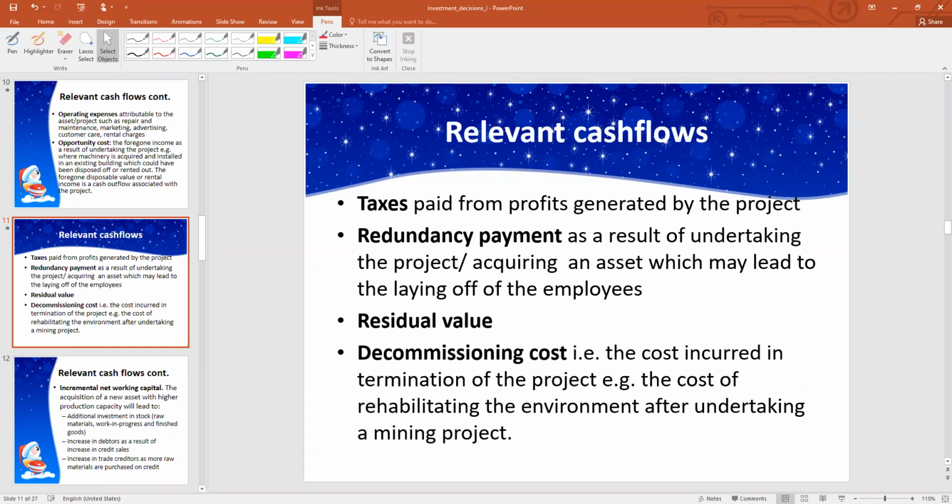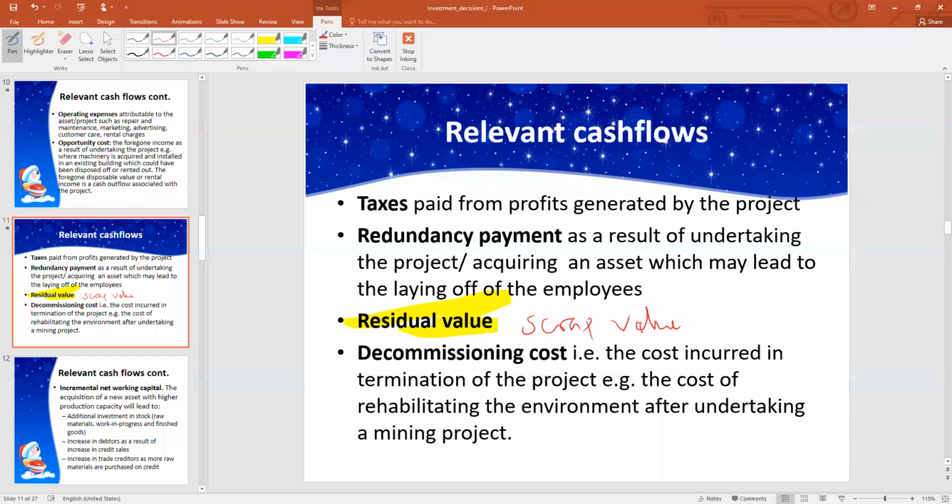Then you have to consider the residual value. The residual value is simply the scrap value. That may be at the end of the life of this machine, which you have bought in the year 2020. Its life comes to an end in the year 2030, but it can still be used, the market still wants it.